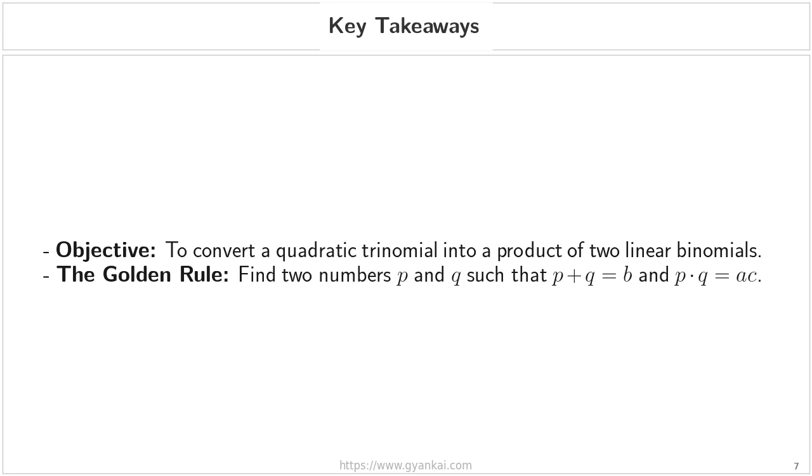Now, if you remember nothing else from today, remember the golden rule. This is the heart of the splitting the middle term technique. You must find two specific numbers, let's call them p and q, that satisfy two simultaneous conditions. First, when you add p and q, the sum must equal the coefficient of the middle term, which we call b. Second, when you multiply p and q, the product must equal the product of the coefficient a and the constant term c. If you find these two numbers correctly, the rest of the process will fall into place.